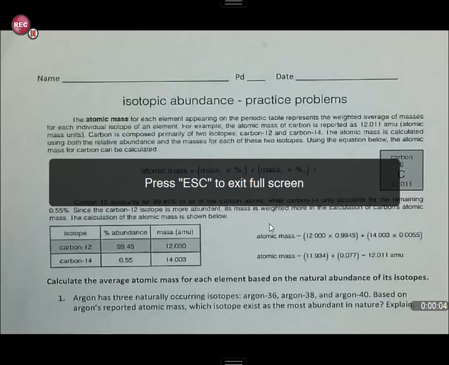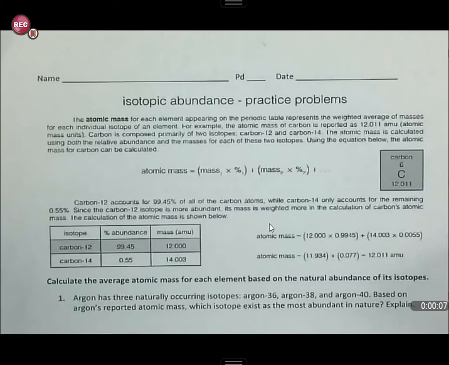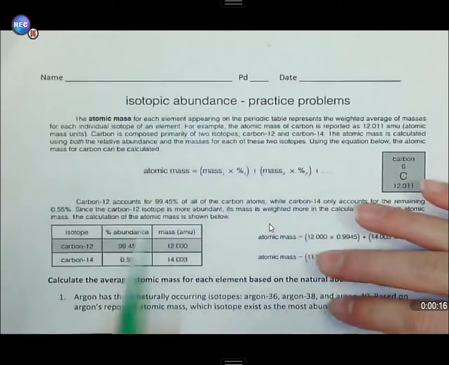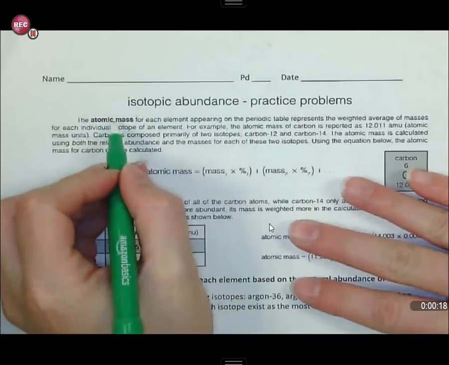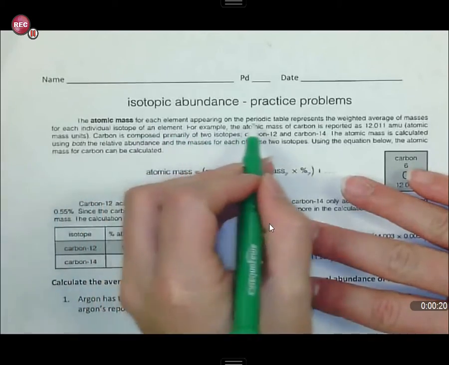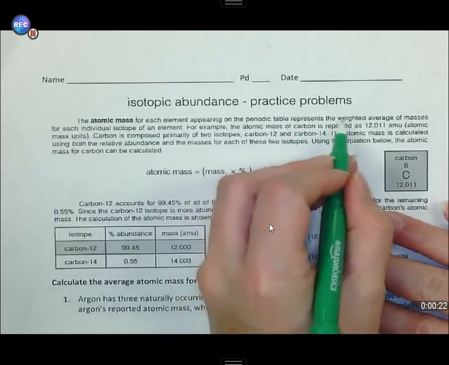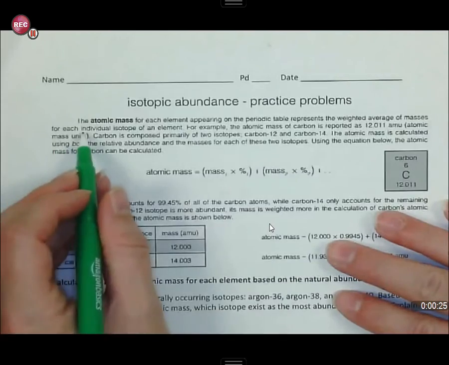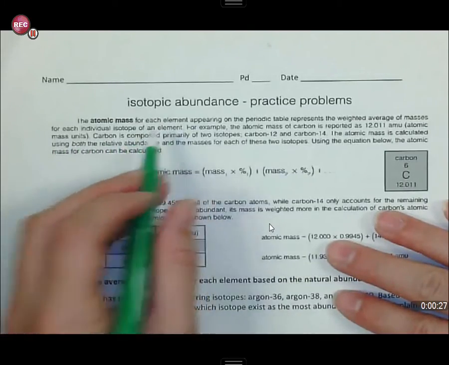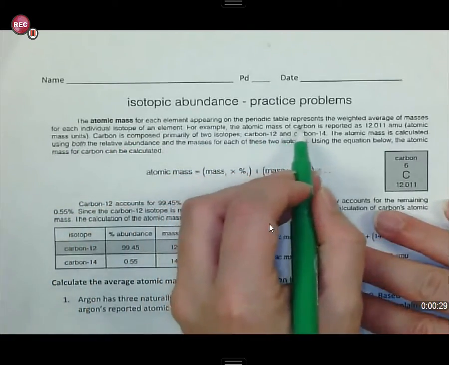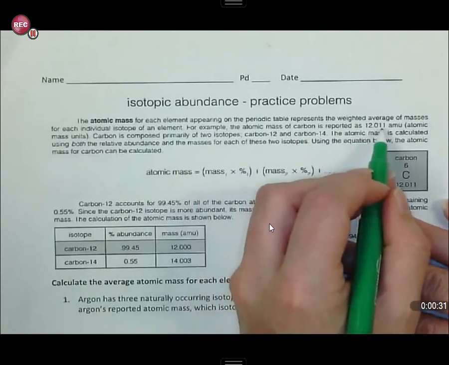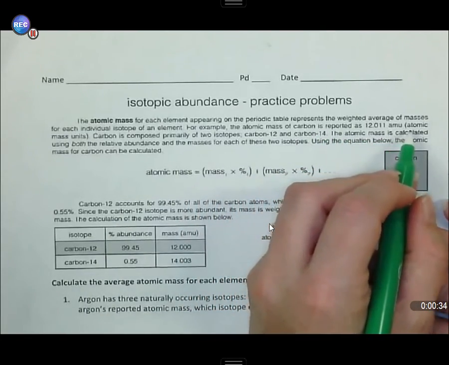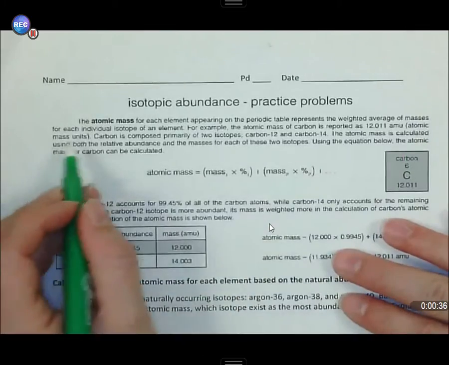Right, Miss Patty here. Today we are going to be doing practice on the average atomic mass. It's also called the isotopic abundance. The atomic mass for each element appears on the periodic table, and it represents the weighted average of masses for each individual isotope of an element. For example, the atomic mass of carbon is reported as 12.011 AMU, where AMU stands for atomic mass units.